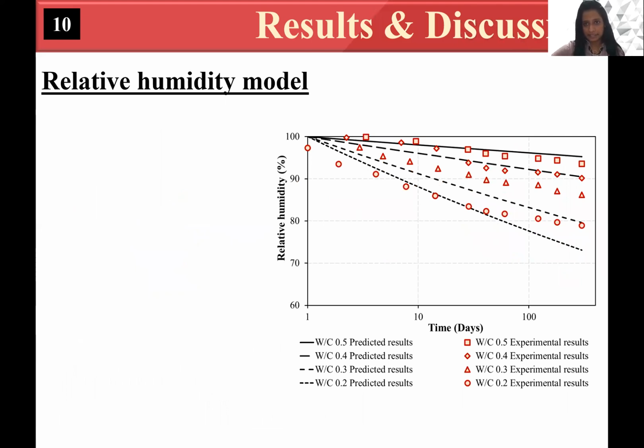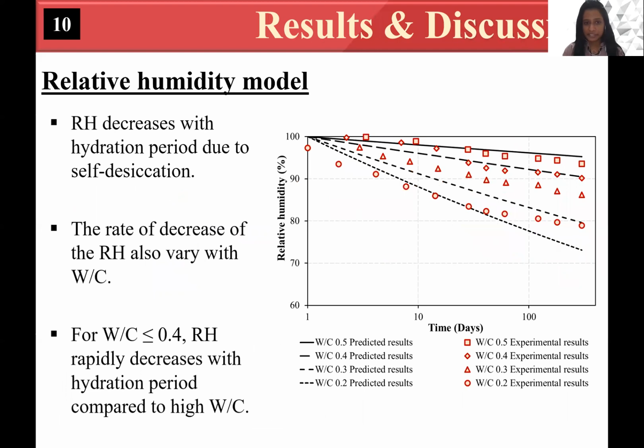So let's move to the results and discussion part. This figure shows the variation of relative humidity with hydration period for different water cement ratios. As you can see, the predicted result shows a very good agreement with these experimental results. The RH value decreased with hydration period due to self-desiccation. And also, the rate of decrease of RH varies with water cement ratio. For water cement ratio less than 0.4, the RH rapidly decreased with hydration period compared to high water cement paste.